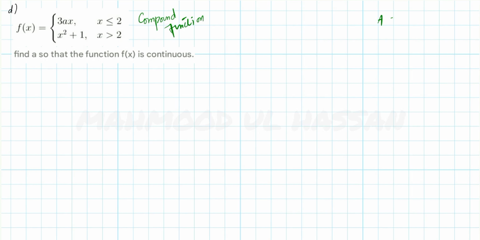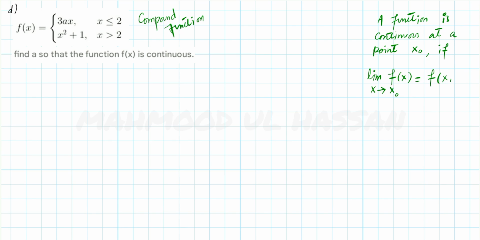Okay, and we know that a function is continuous at a point x naught if the limit as x approaches that point x naught of f of x must be equal to the function value at x naught. Okay, so here we have a piecewise function, a compound function.